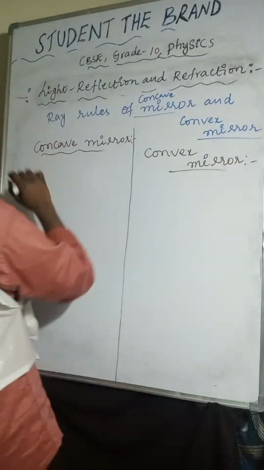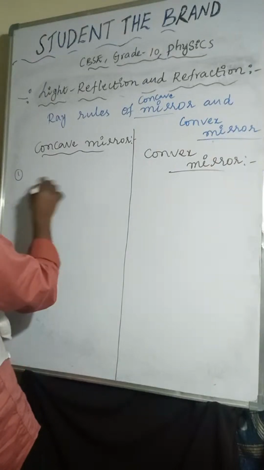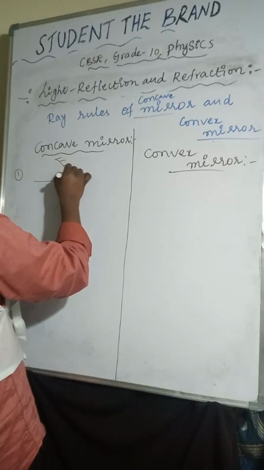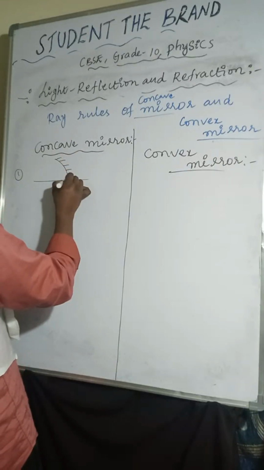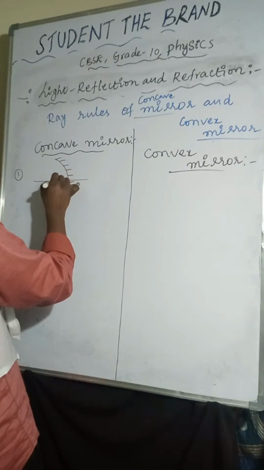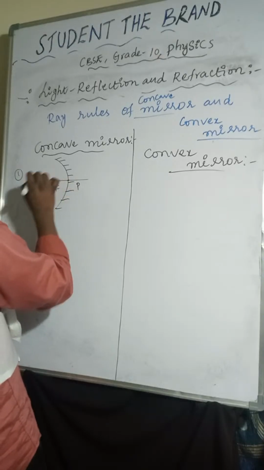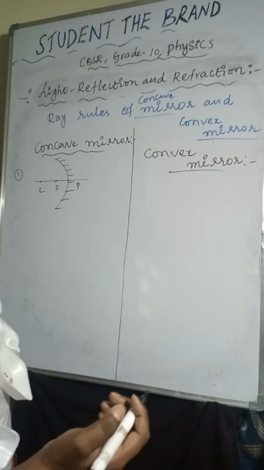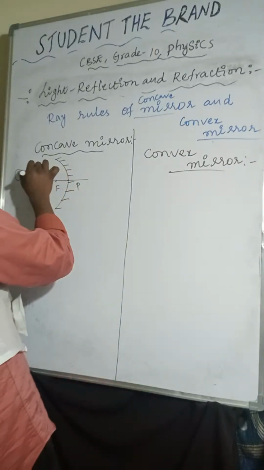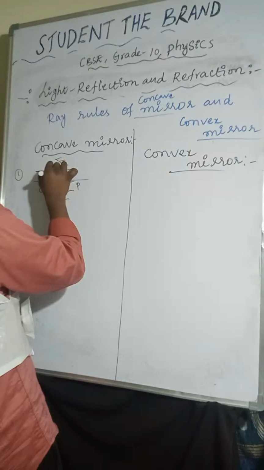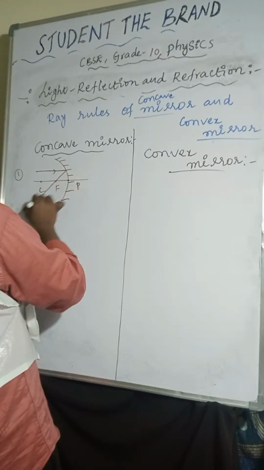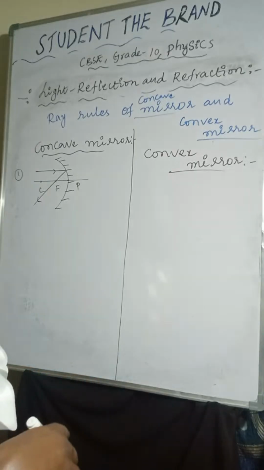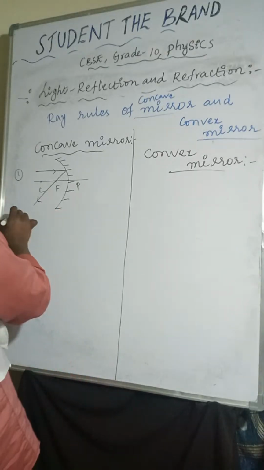Okay, so the first ray diagram. Every time you draw, you must represent all the points: pole, focus, center of curvature. A light ray coming from infinity, after reflection, passes through the focus.